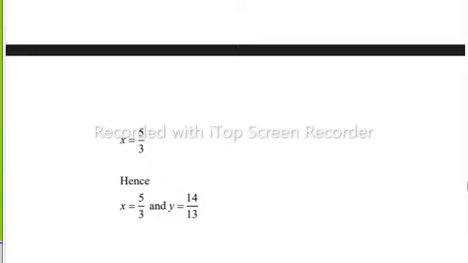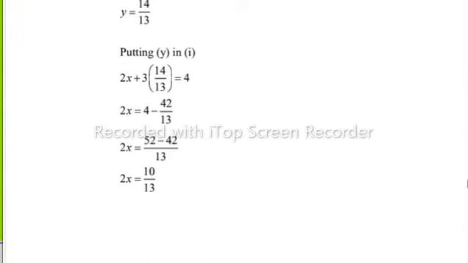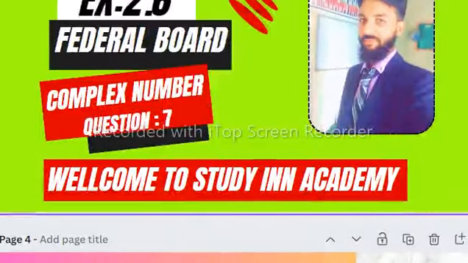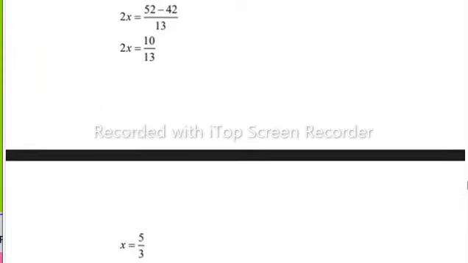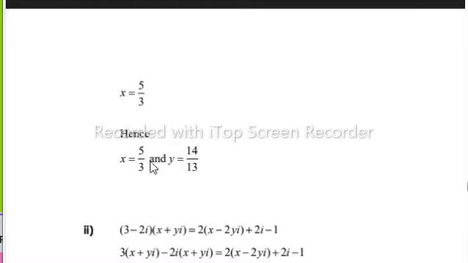Now at the next step we get the value of y, which we have already calculated here. Y is equal to 14 upon 13. So we get two answers. The first is the value of x, while the second is the value of y. The x value is 5 upon 13, while the value of y is 14 upon 13.